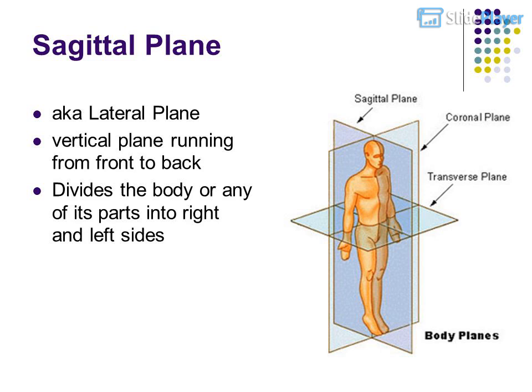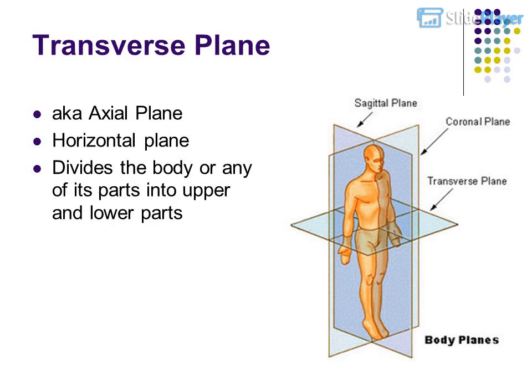A vertical plane running from front to back. It divides the body or any of its parts into right and left sides. Transverse plane, also known as the axial plane, is a horizontal plane. It divides the body or any of its parts into upper and lower parts.